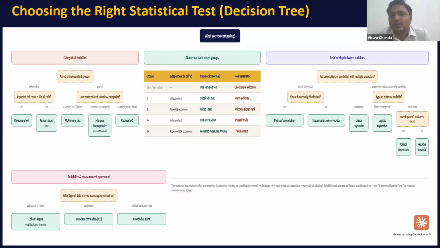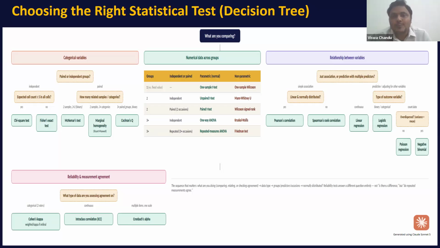And then if it is numerical data, the first question, is it independent or paired? If it is independent and there is only one sample involved, so when one sample is involved, it obviously is independent, and you are talking about parametric tests where the data is normally distributed, you are going for a one sample t-test. If it is non-parametric where data is not normally distributed, you are going for a one sample Wilcoxon.